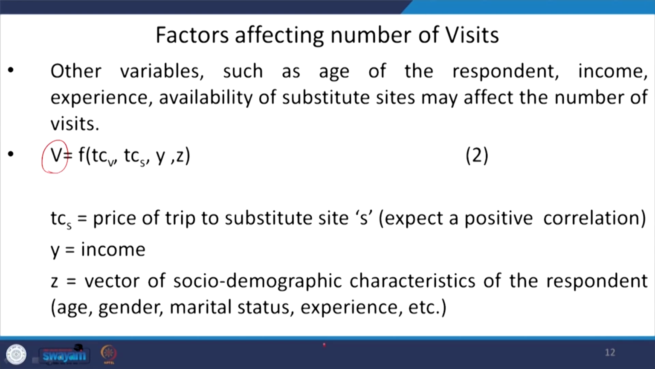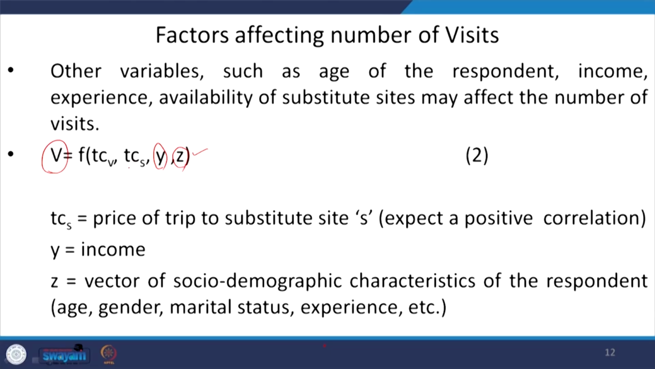So, it can be affected by variables like the income of the individuals and their socio-demographic characteristics, like the age of this particular person, or the marital status, or the gender, whether she is male or female, and what kind of experience she has. So, we need to take into account this vector of socio-demographic characteristics of this person, which is represented by Z, in addition to his or her income.